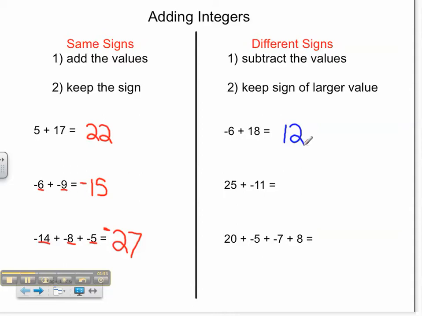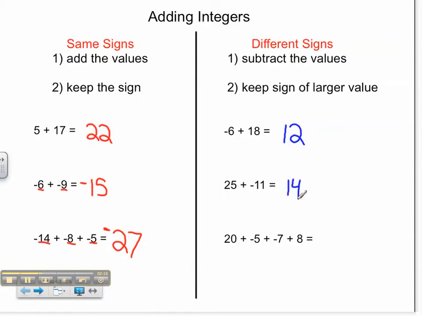Let's look at the next one. We have 25 plus negative 11. I know 25 minus 11 is 14. Again, my larger value here is the positive one, so my answer is going to be positive 14.